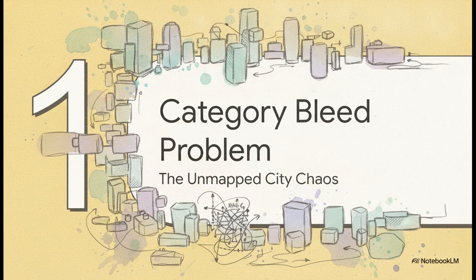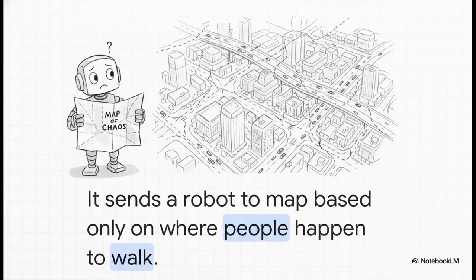Section 1, the category bleed problem, the chaos of the unmapped city. So think of your knowledge base like a sprawling city. Standard graph RAG essentially sends a robot out to draw a map based purely on where people happen to be walking. It's inferring relationships just from how often words happen to appear together in your documents. So imagine a bunch of people jaywalking across a busy highway. The robot sees that and thinks, oh, that must be an official crosswalk. The corpus itself is dictating the connections through totally accidental word co-occurrences. You just end up with a map of absolute chaos. And worse, it's practically impossible to explain why the AI chose a specific path to get to an answer.